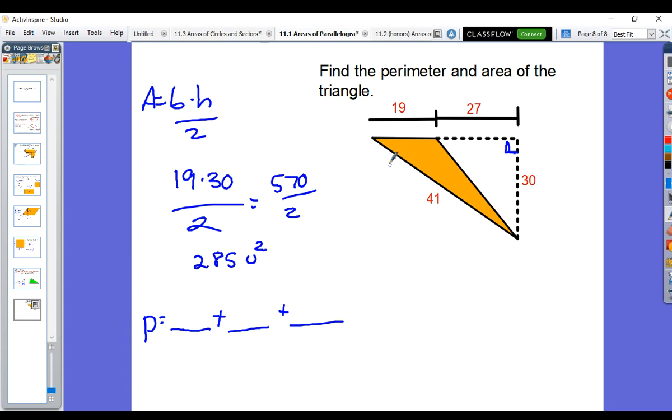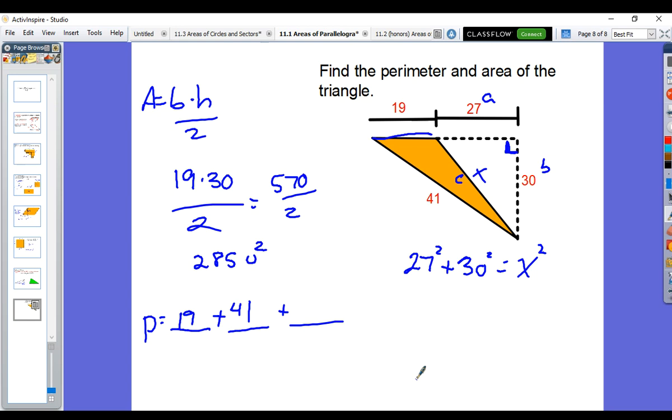Now perimeter is equal to the sum of the 3 sides. In our triangle here, we have 2 of the 3 sides. We have this side, which is 19, and this long side, which is 41. We are missing the third side of our triangle. So we're going to look at this right triangle that's formed with these extended sides and see, hey, I have 2 of the 3 sides. This is a right triangle, so this we consider the hypotenuse. We can do our Pythagorean theorem, where 27 will be our A, 30 will be our B, and X will be our C. So we'll do 27 squared plus 30 squared equals X squared.